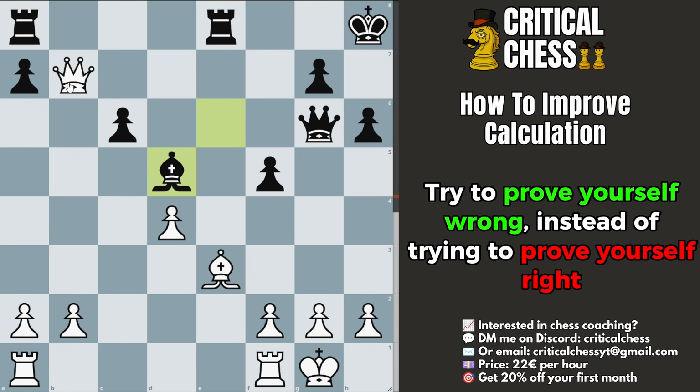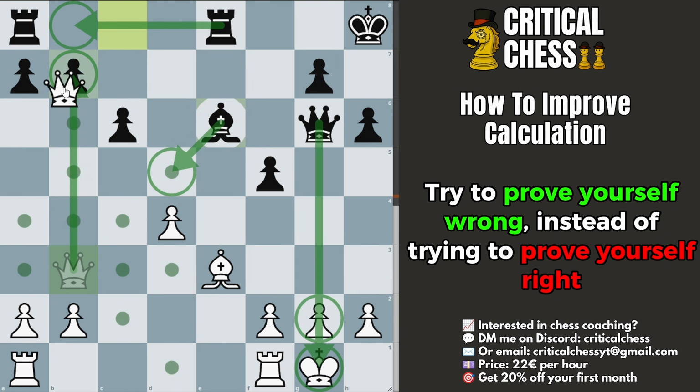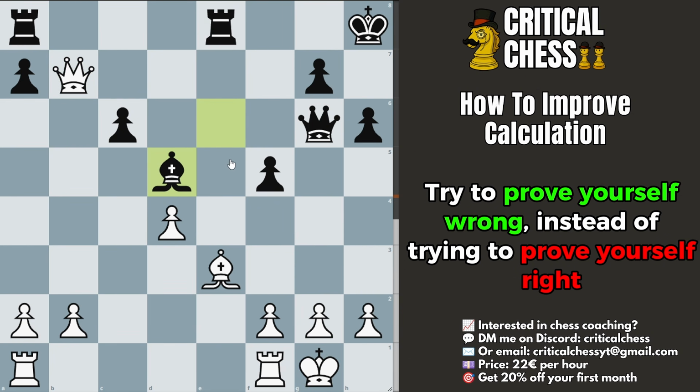So don't try to prove yourself right. Don't be too optimistic about your position. Try to be more realistic and try to prove yourself wrong instead of trying to prove yourself right. So think to yourself, okay, what are the reasons why I should not take this pawn? If I take this pawn, what can black do to not just attack my queen, but also how can black attack my king as well? And then all of these resources such as bishop d5 will come to you.